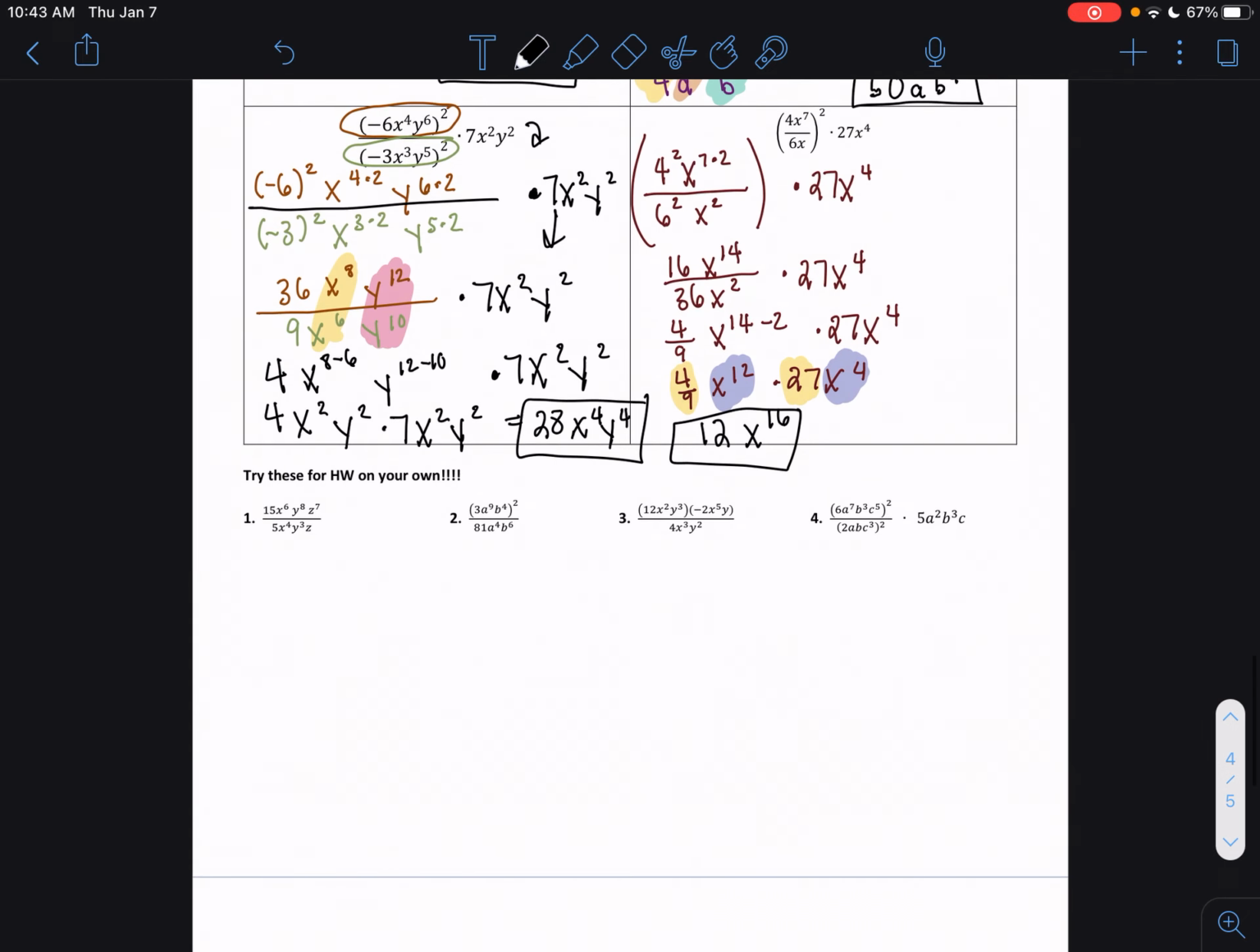Okay, now we have 4 for you to try on your own. So it starts off with just the dividing rule, and it gets a little bit harder as it goes on. Try these 4, and we will go over them together in class.